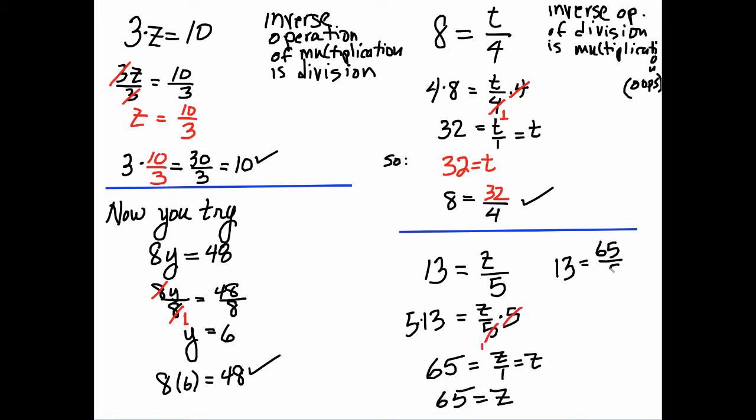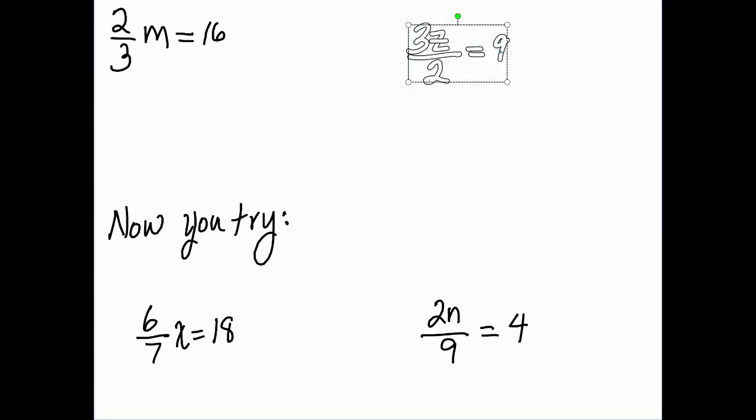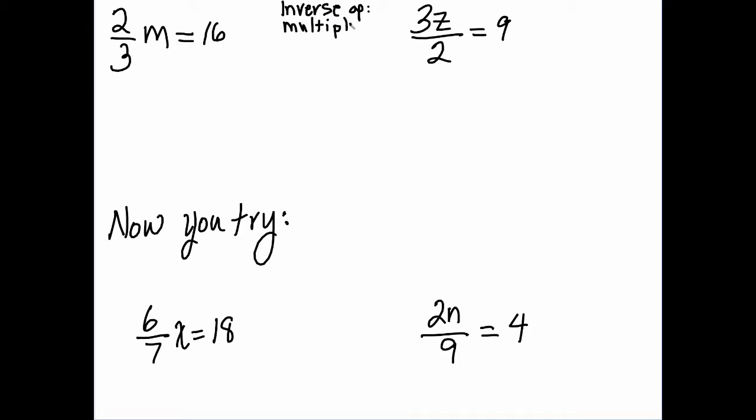Now, in these last 2 problems, the coefficient of m, or the number that multiplies m, is a fraction. And the easiest way to get rid of a fraction in this case, or use an inverse operation, is to multiply by the reciprocal of the fraction. In the first one, we're going to multiply each side of the equation by 3/2, which is the reciprocal of 2/3, and that should give us our answer.